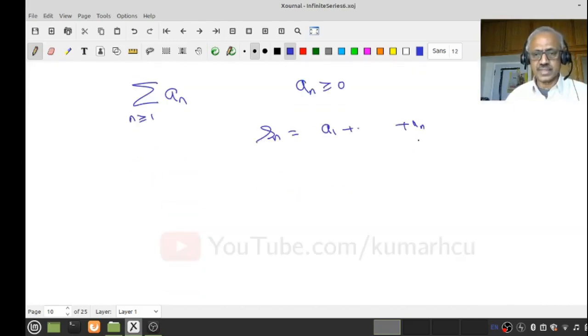But notice that, now what I am going to do is something very interesting. If I am dealing with an infinite series with non-negative terms, I can sum them up in any fashion. What does it mean?